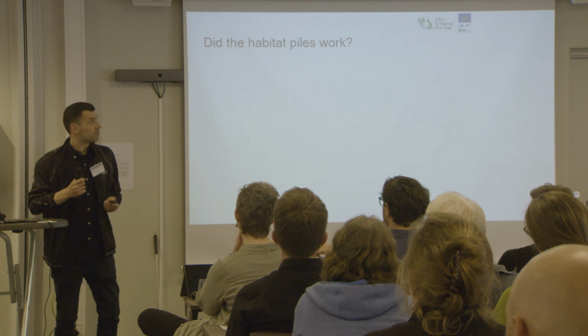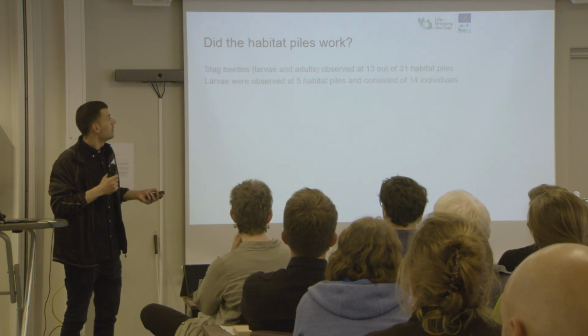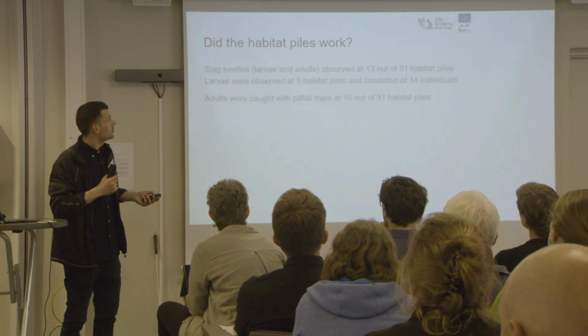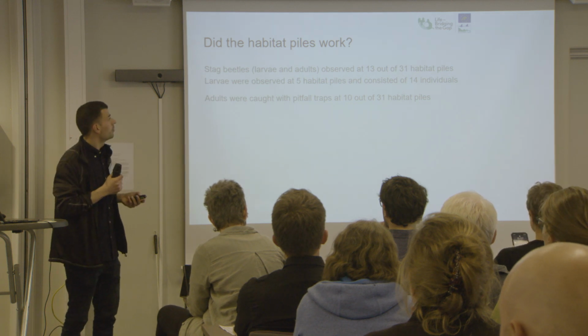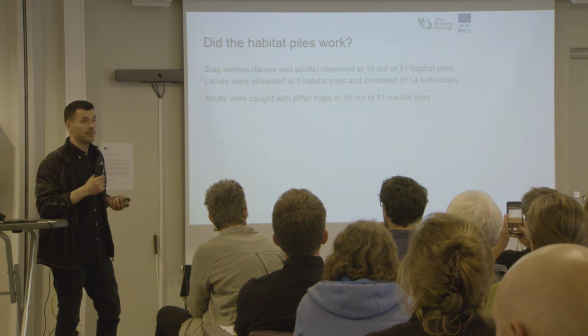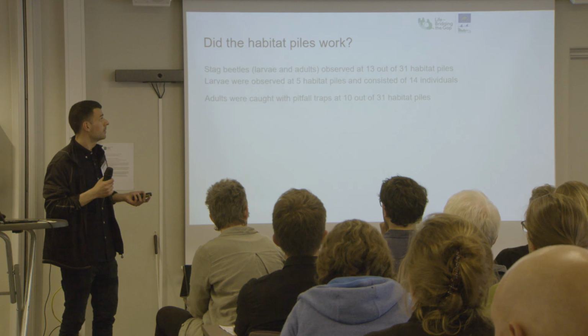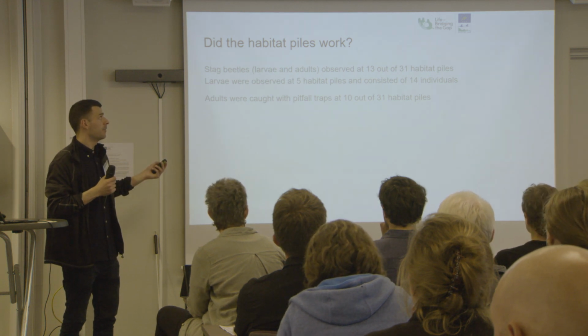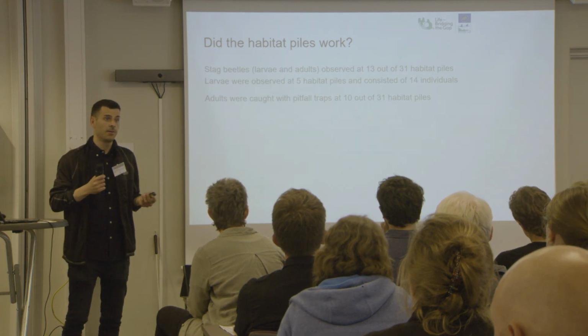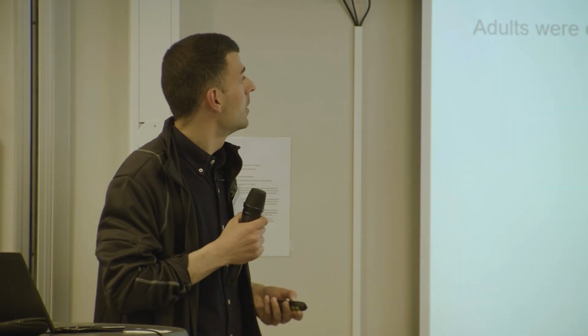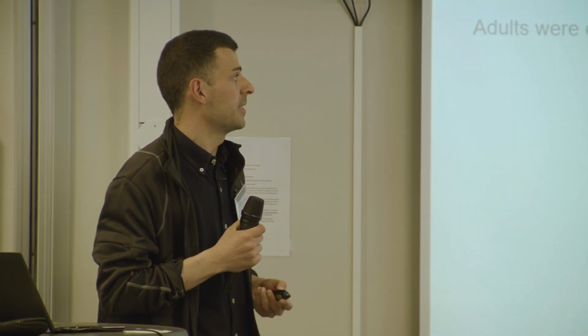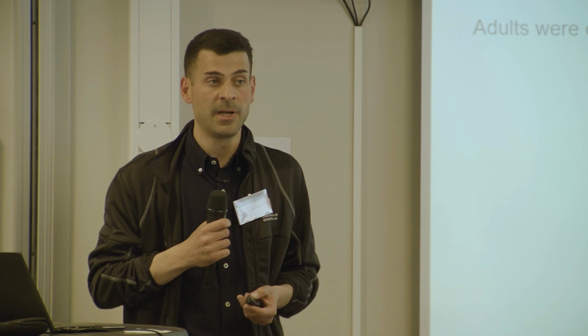And the answer is, they worked very well. When it came to stag beetles, both larvae and adults were observed at 13 out of 31 habitat piles. Larvae were observed during the survey at 5 habitat piles. It consisted of 14 individuals. And adults were caught with pitfall traps at 10 out of 31 habitat piles.